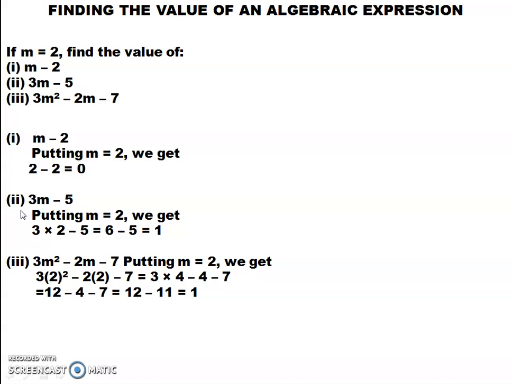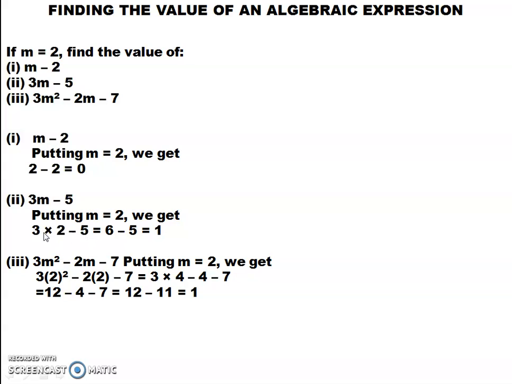Now, the second one, 3m minus 5. What is the meaning of 3m? 3m means 3 into m. So, we will put m equal to 2 here. That means 3 into m minus 5. When we put m equal to 2, we will get 3 into 2 minus 5.